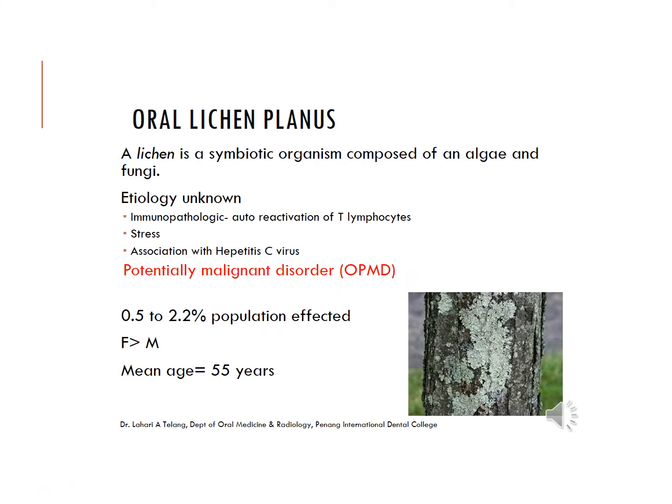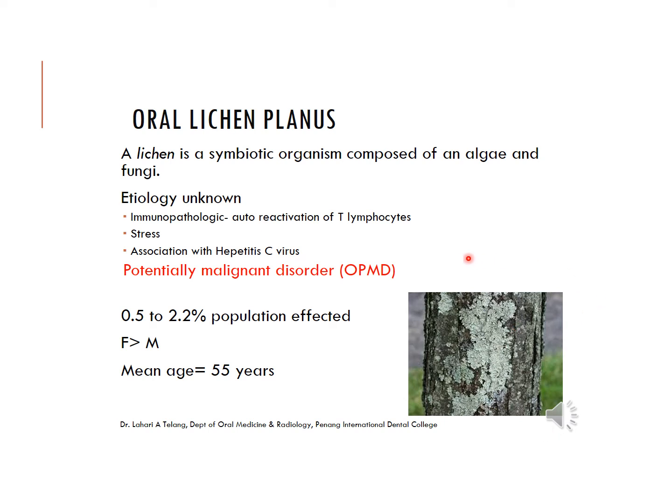Next, let's come to the mammoth, which is oral lichen planus. There's a lot to talk about this disease. The term lichen actually originates from a symbiotic organism which is composed of algae and fungi. This is a picture of, sorry, not oral lichen planus, the term lichen, which is used for these algae or fungi which grow on trees or stones, for example.